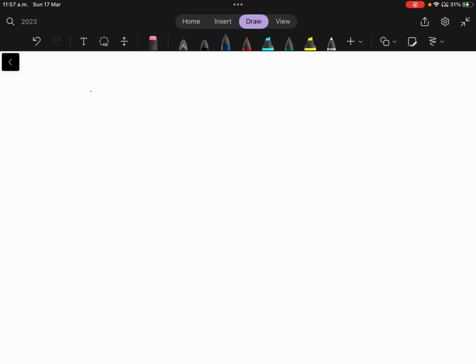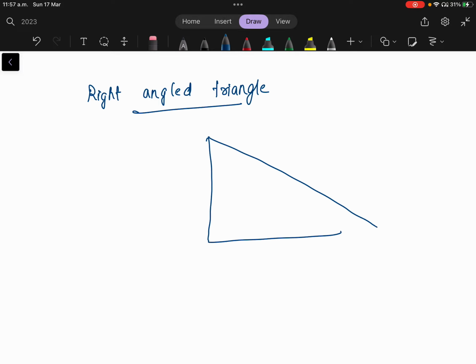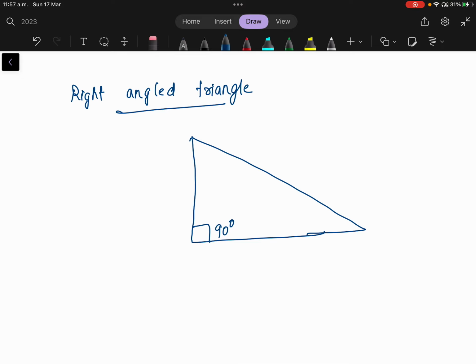Now the third one is the right angle triangle. As the name suggests, there is a right angle in the triangle. So this one is 90 degrees. That's the right angle triangle. And for a right angle triangle, you have the Pythagoras theorem. I'll handle it during the trigonometry class. But just for learning's sake, the side which is opposite to the right angle will always be the longest side of the triangle, and that is called the hypotenuse.